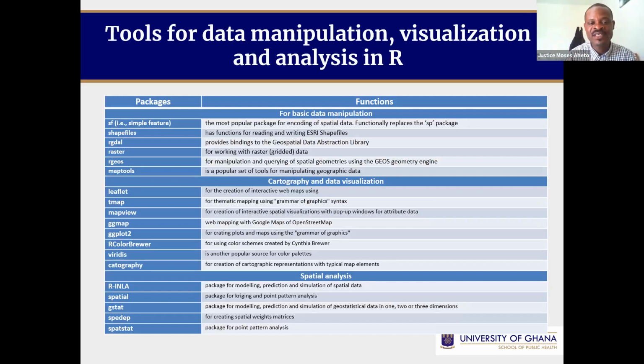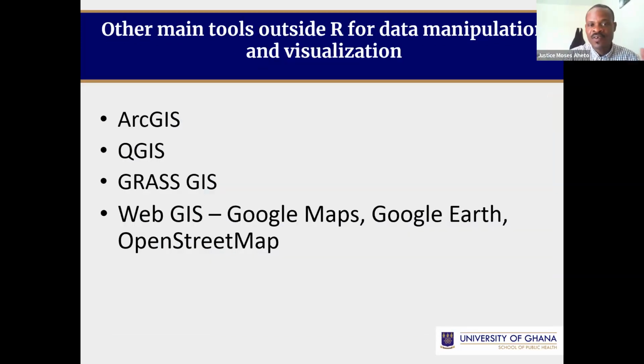But these are all software that can help you to map. Some of them can help you to do the modeling. And for each of them, I've provided what they can do for you. So you have something for base data manipulation, something for cartography and data visualization, something for spatial analysis. Under each of these, you can familiarize yourself with what each can do. And then, of course, some other software. We discussed these ones earlier, but I decided to bring these ones to your level. These are things you can easily work with without a struggle.